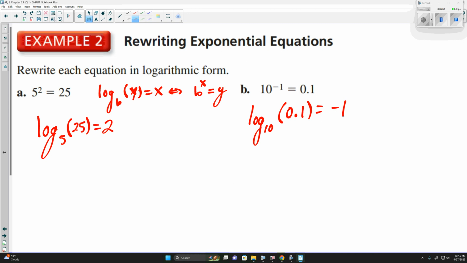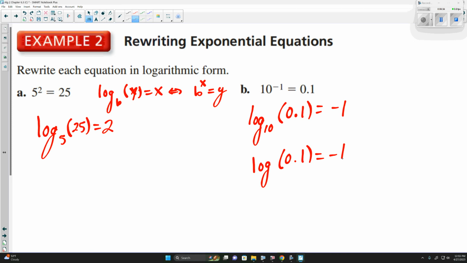Now we do have something called common logs. A common log has a base of 10. So for this last one here, if it has a base 10, we don't necessarily have to write it. We can just say log of 0.1 is equal to -1. Because it is a common log, it's understood. Like with a square root, we don't have to put the index of 2 because it's understood to be a square root. Yeah. So log base 10 of 0.1 and log of 0.1 are the same thing. Now it only works with 10. So with the previous one, log base 5, we have to write it as log base 5 because we need it there.